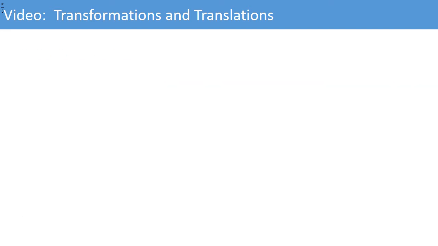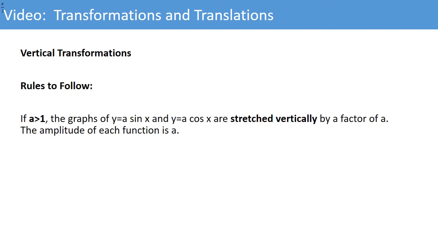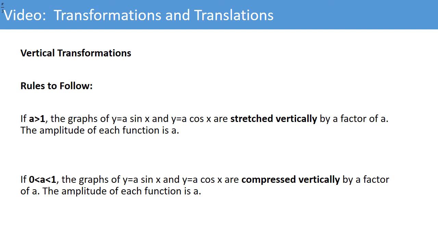For vertical transformations, what are the rules to follow? If A is greater than 1, the graphs of y equals A sine x and y equals A cos x are stretched vertically by a factor of A. The amplitude of each function is A. If 0 is less than A, which is less than 1, the graphs of y equals A sine x and y equals A cos x are compressed vertically by a factor of A. The amplitude of each function is A.